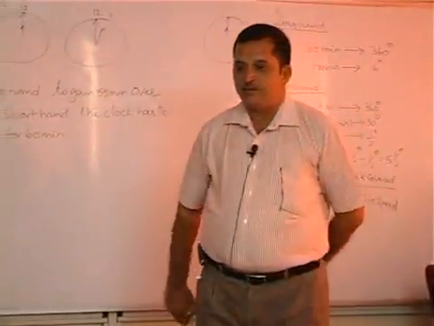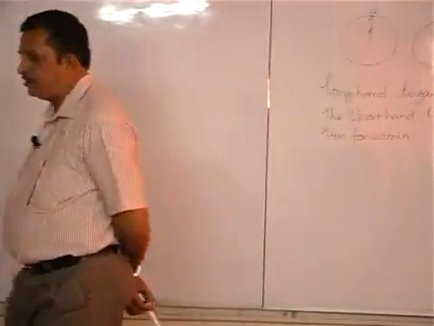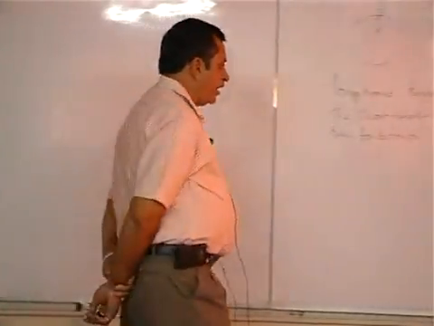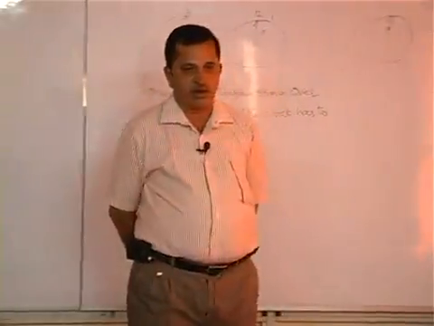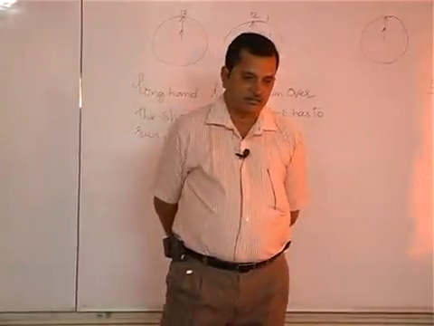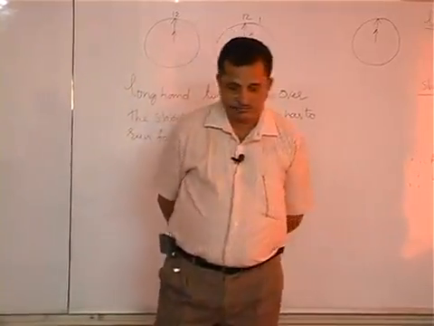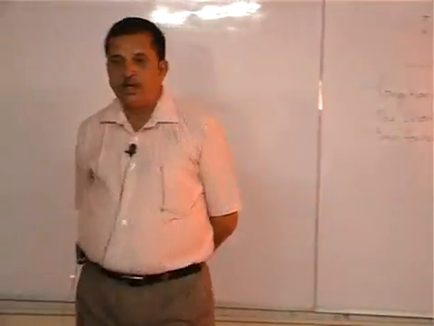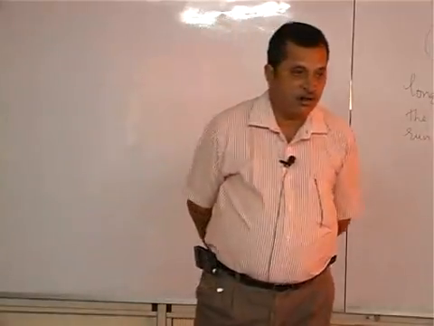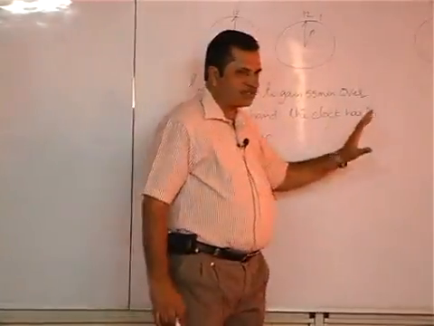Write down the question. At what time between 2 o'clock and 3 o'clock both the hands of the clock will coincide? Roughly you tell me, at what time both the hands will be coinciding?